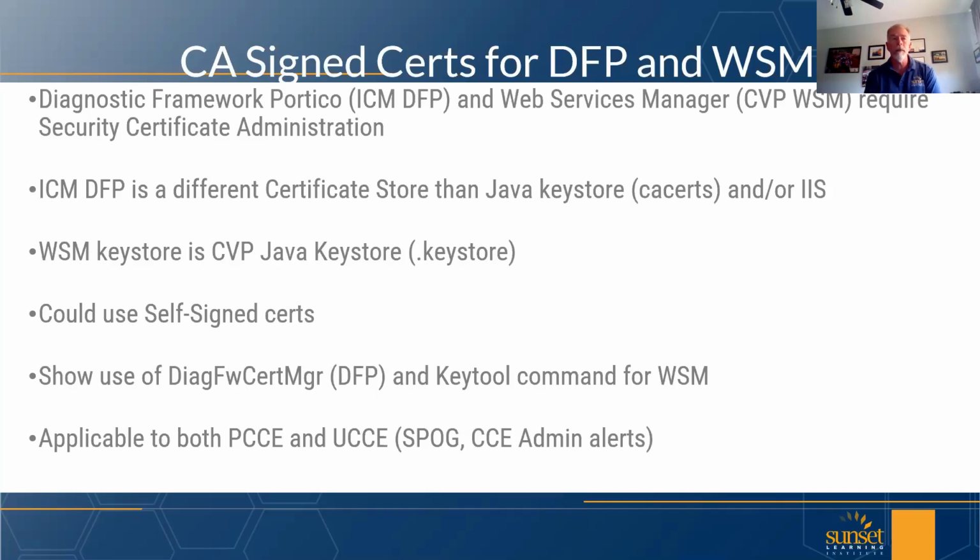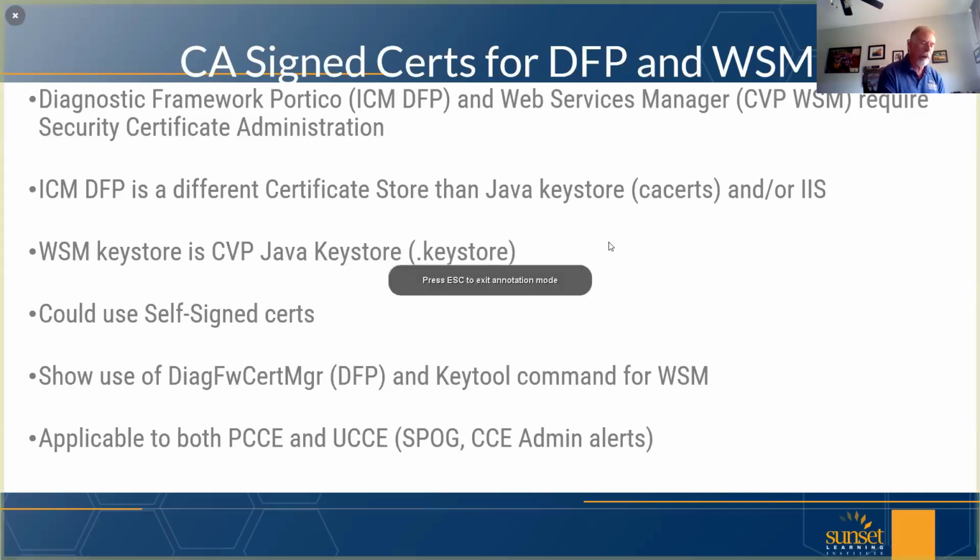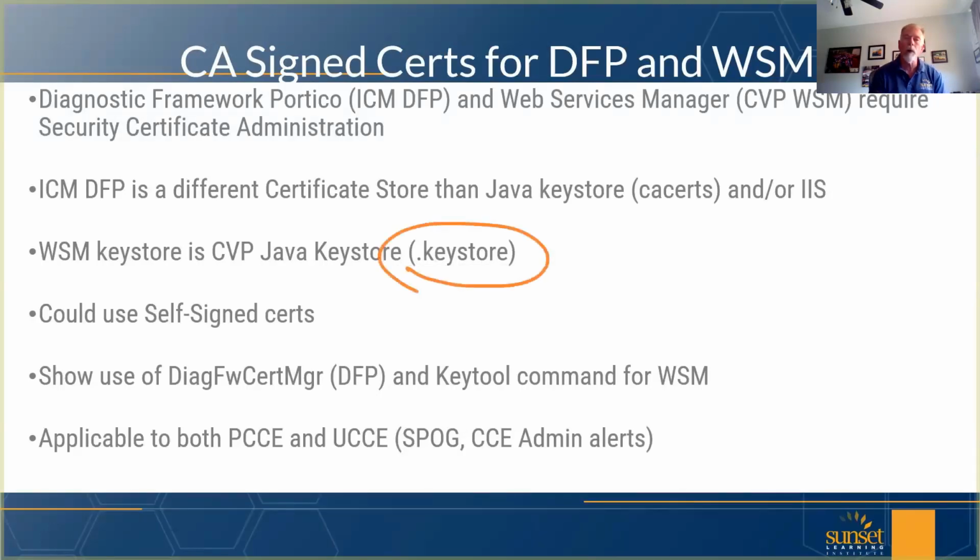Whoa, wait a minute. So all that stuff we just talked about in that previous session with that CCE Java home stuff, forget about that. That was one of really the three key stores, I guess I would say, on your ICM servers that you need to worry about. This is another key store that's different from that CA certs file that we're going to talk to you about. WSM key store, Web Services Manager, is the CVP Java key store. So that is in fact relational to that previous discussion we had about an hour ago, that .keystore file.